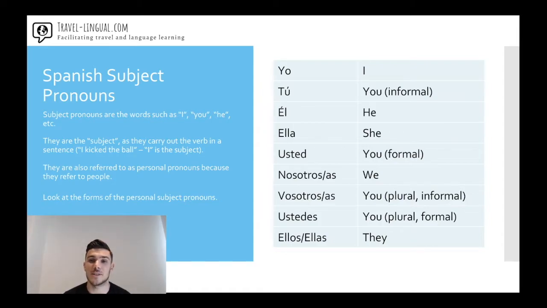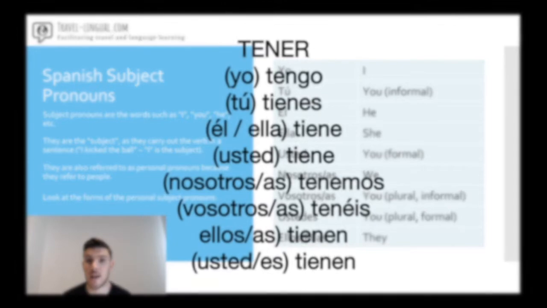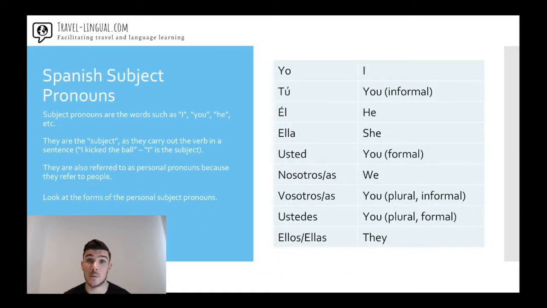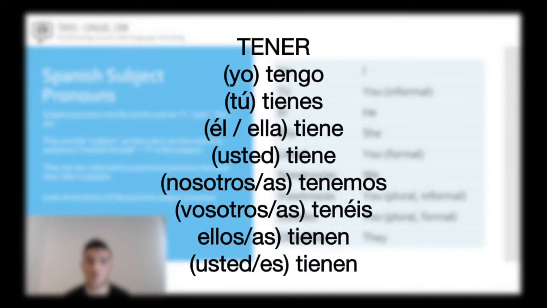Let's just say for every single one, okay, I'm going to use the verb tener, to have. Yo tengo, I have. Tú tienes, you have. Él tiene, he has. Ella tiene, she has. Usted tiene, this takes the third person form. Usted tiene, you formal have. Nosotros, we guys, tenemos, have, okay. Nosotras, we girls, tenemos, have. Nosotros could also be a mix of both men and women in one group. Could say nosotros tenemos, for example.